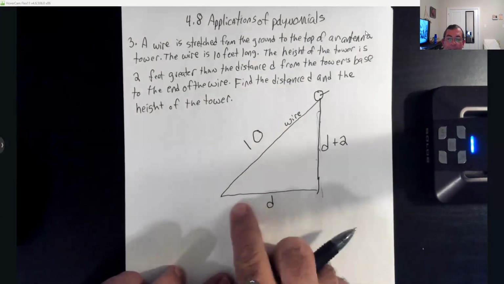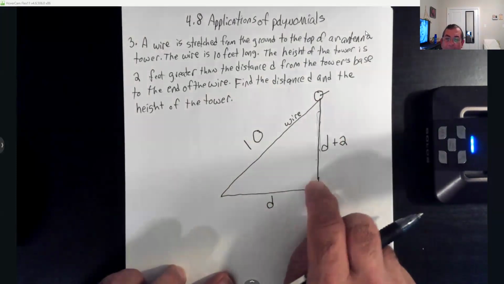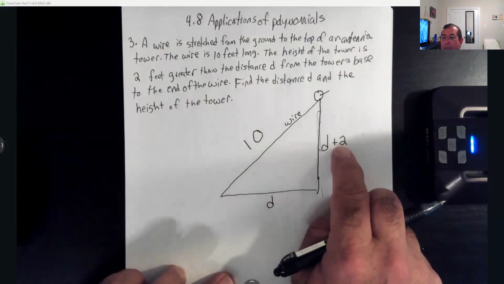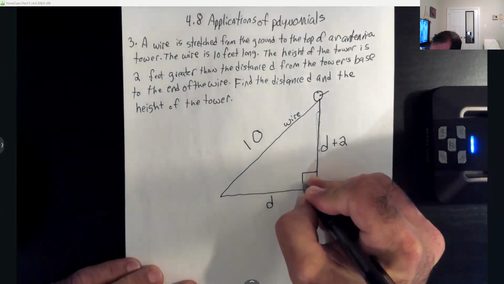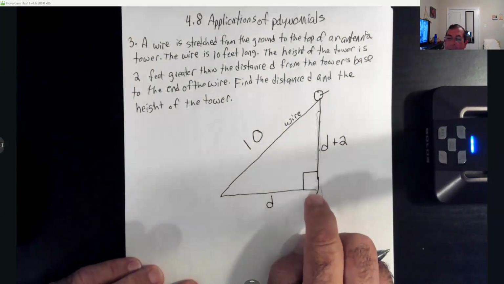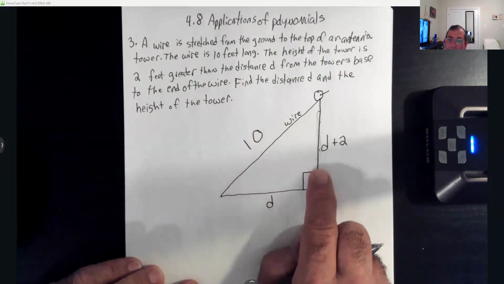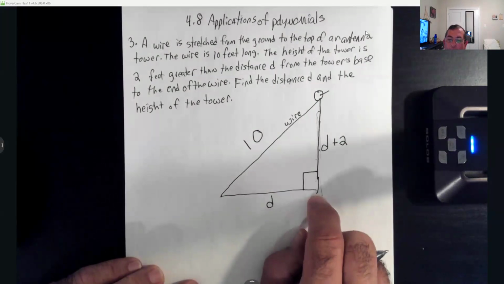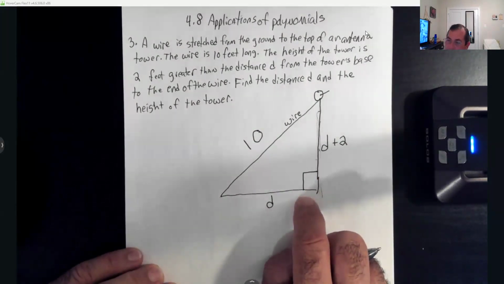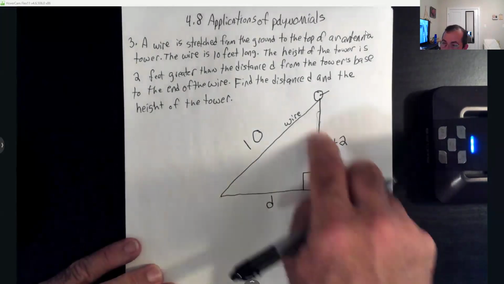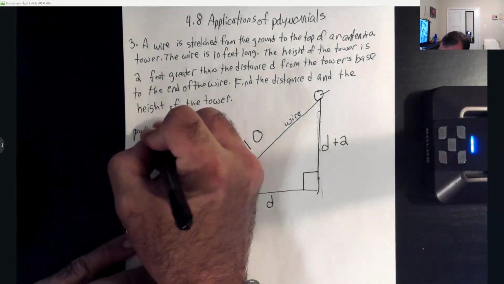Okay, so you have your distance D, your wire, and then the height of your tower will be the D plus 2, okay? They want you to realize that this makes a right triangle with a 90-degree angle here. And we got a formula that'll solve a right triangle. So y'all, the formula I'm going to use to solve this triangle is called the Pythagorean theorem.